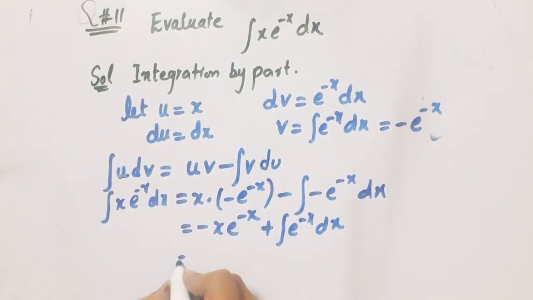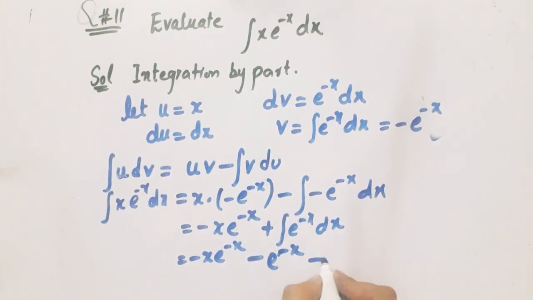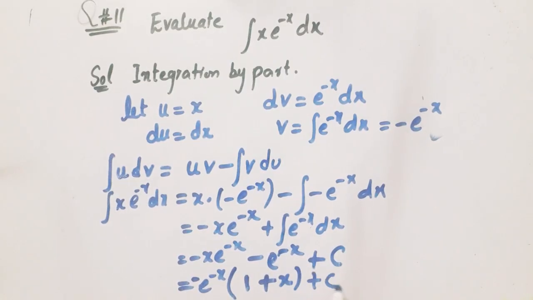So this is equal to minus x e raised to power minus x minus e raised to power minus x, and then plus c, the constant is also used. Now you can take e raised to power minus x with minus sign as common. You will get (1 plus x) plus c. So this is the final answer of this question. I hope you understand.